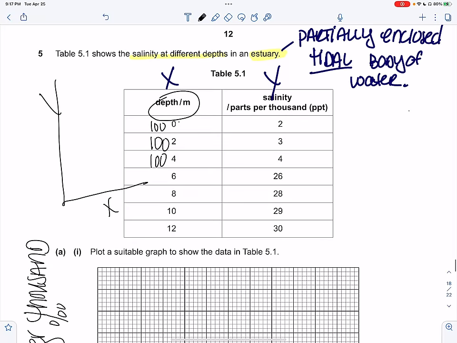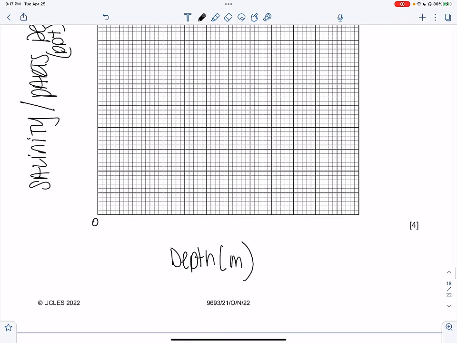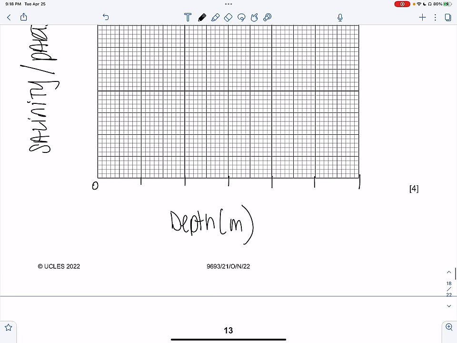Okay, zero at the origin. And we have depth 0, 2, 4, 6, 8, 10, 12. Perfect. So 12 is the biggest number I need to fit in. And I have 1, 2, 3, 4, 5, 6 lines that I need to label. This is actually a very perfect, lovely graph and super easy. So you have 12 things and you need to split it up 6 ways. You're going to be counting by twos. 2, 4, 6, 8, 10, and 12. You're doing this with a pencil.